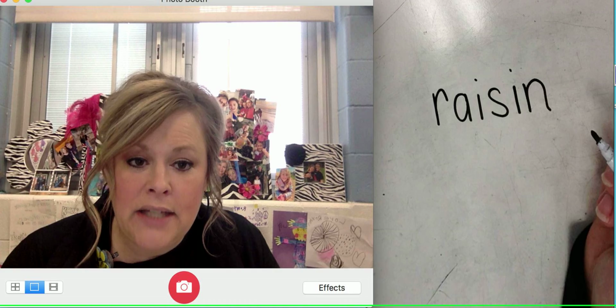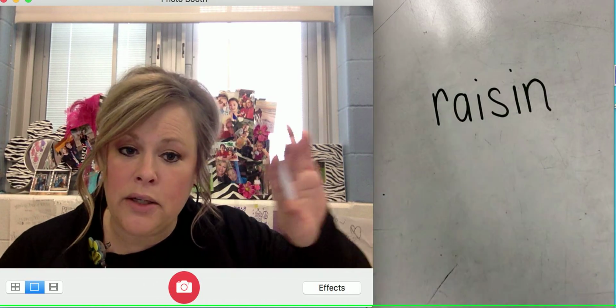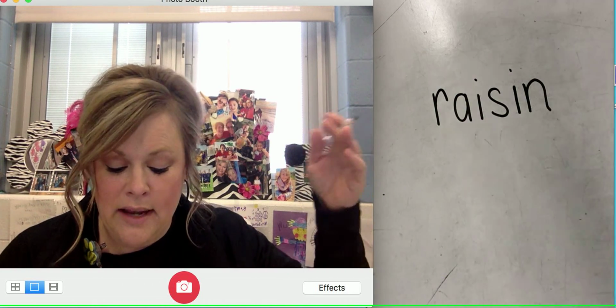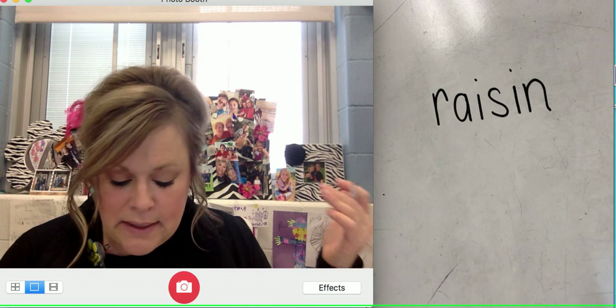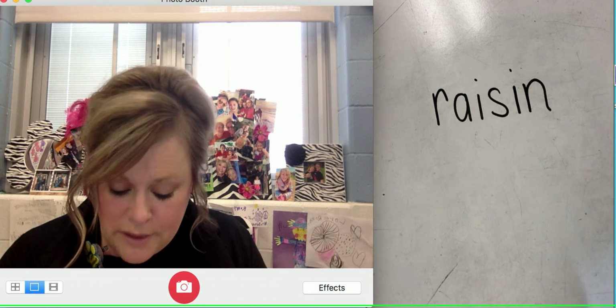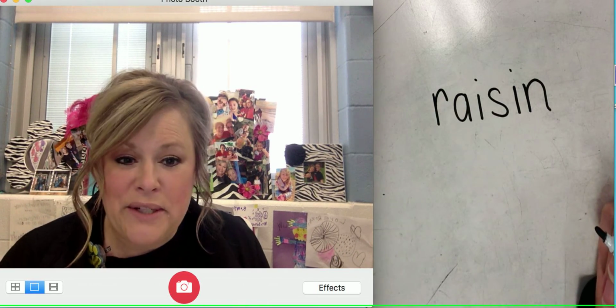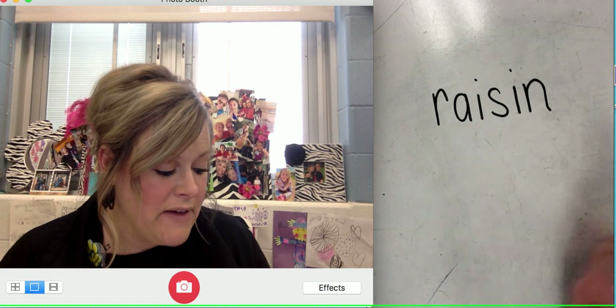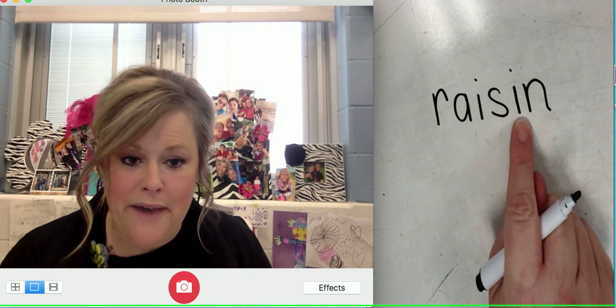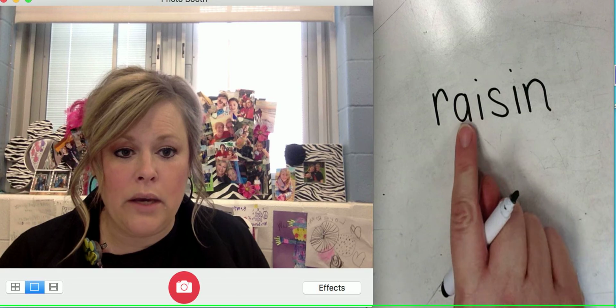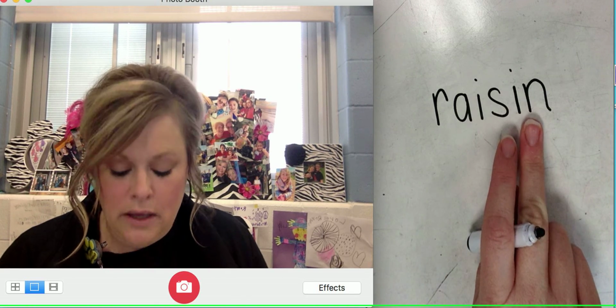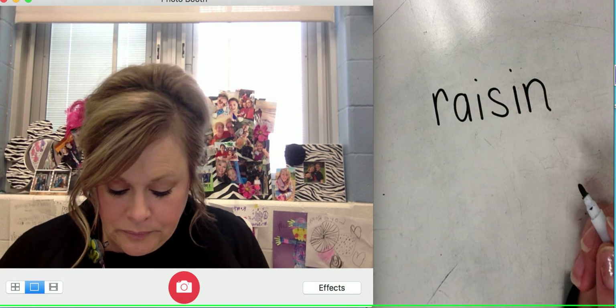Okay, the first thing I do when starting to code a word is take a look at the final position. Is there any final stable syllable, any suffixes of any kind? And I don't see any. Then I look to see how many vowels I have. I have 1, 2, 3 vowels, and I have 1, 2 vowel sounds.